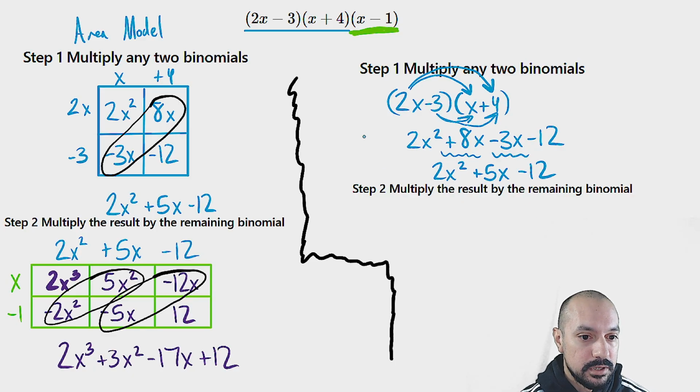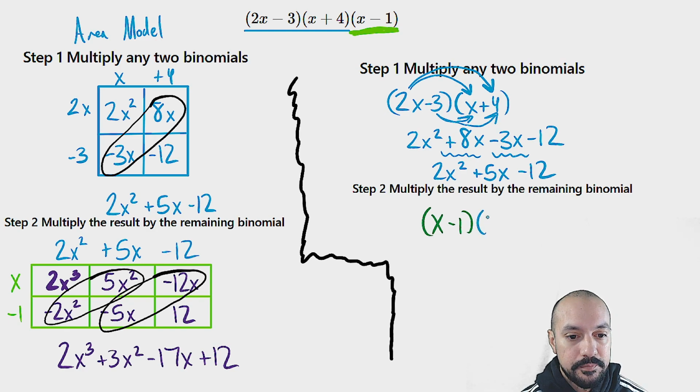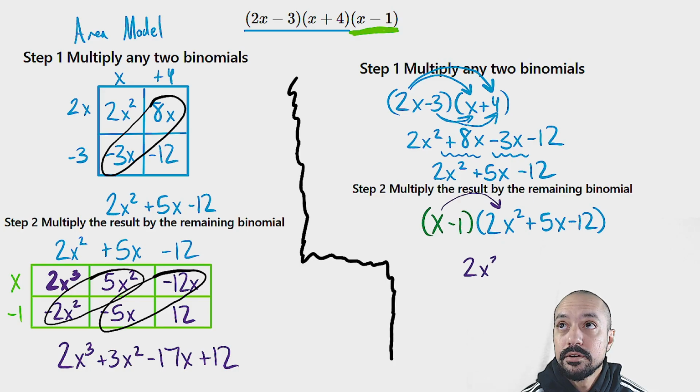Right. So same exact result, just a little bit quicker, a little bit less setup. It does require me to keep better control on where I'm putting everything, making sure I'm not leaving anything out or forgetting anything. We're going to do the same idea here. We're just going to draw arrows to everything multiplying. So x times 2x gives me 2x to the third. Times 5x gives me 5x squared. X times minus 12 gives me minus 12x.